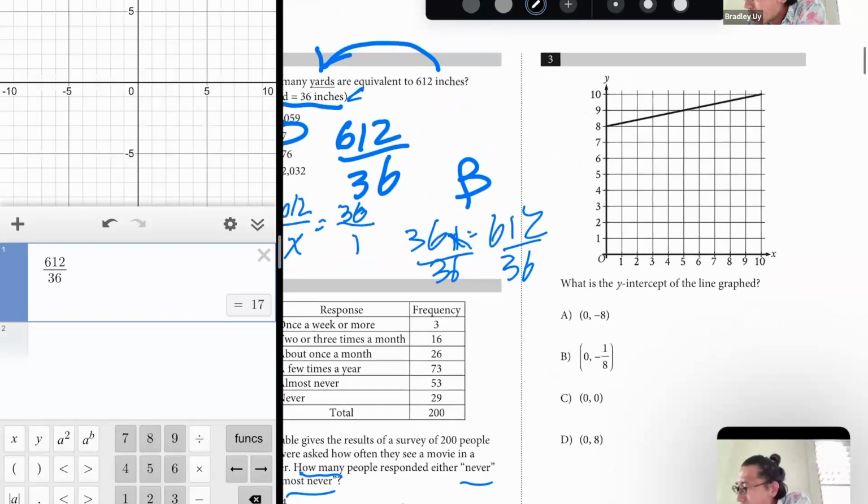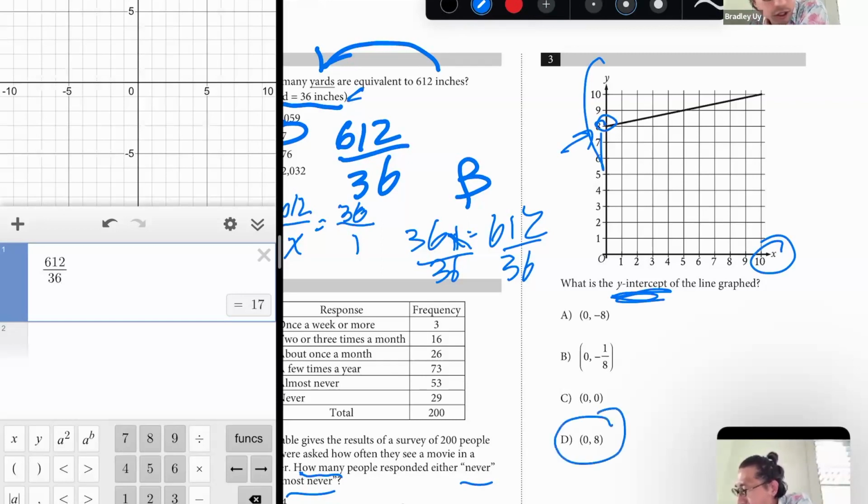What's the y-intercept of the line graphed? How nice of them, they labeled these axes. We have the x-axis here, the y-axis here. The y-intercept is where the line intersects the y-axis, and it does so right there. That location has an x value of 0. The x coordinate is 0 and the y coordinate is 8. So that brings us to D.